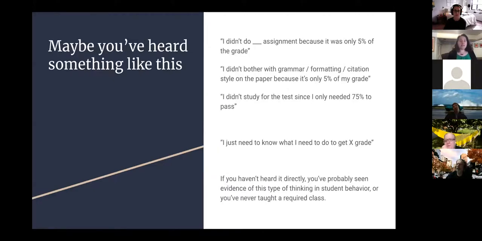Maybe you've heard students either say this or imply this by their behavior. Sometimes students don't do assignments or particular pieces of assignments because it's only a small part of the grade. Or maybe they only need a certain percentage to get the grade that they want, right? Underlying this is that they want to know what they need to do to get a certain grade. So this is a pretty common kind of thing.